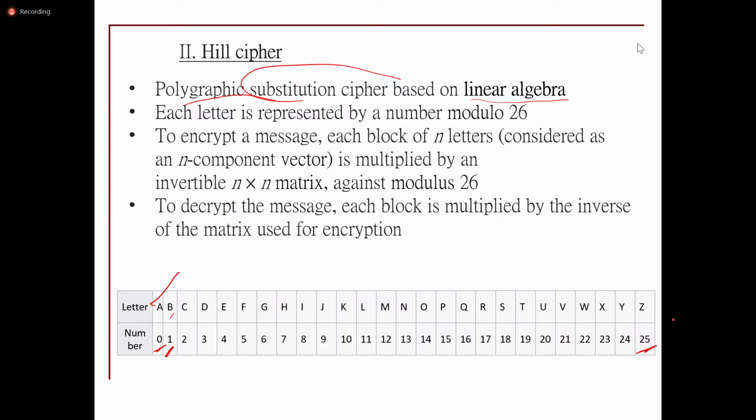Then we need to take the plain text. If the plain text has n letters, we need to take a key of size n by n. Then we multiply.